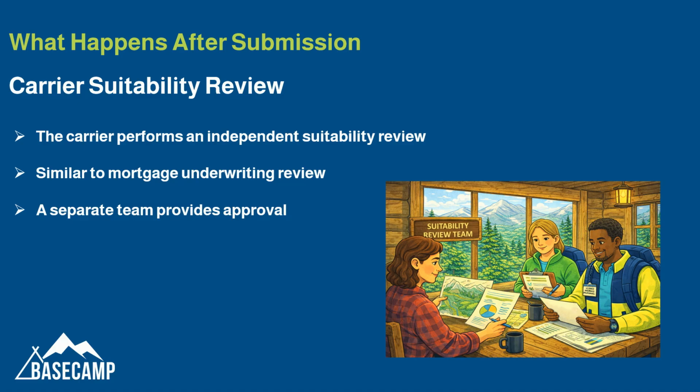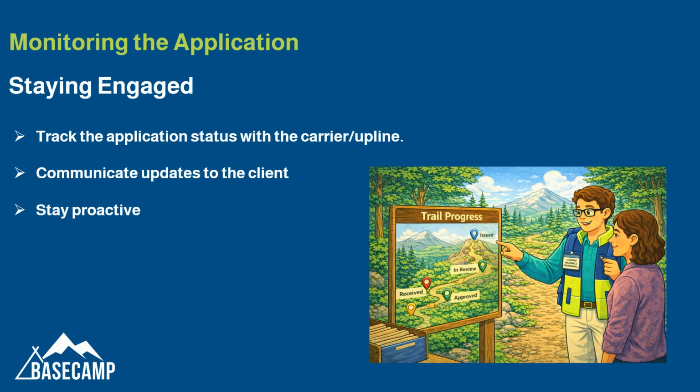During this stage, the team may review the suitability information, the funding details, and the disclosures that were acknowledged within the application. If additional clarification is needed, the carrier may request follow-up information before continuing. The illustration on the slide reflects that idea as well. You can see a suitability review team reviewing documents at a station labeled Suitability Review, which represents the internal evaluation process happening behind the scenes at each carrier. Once this review is complete, the carrier will determine the next steps for the application as it moves closer to a final decision.